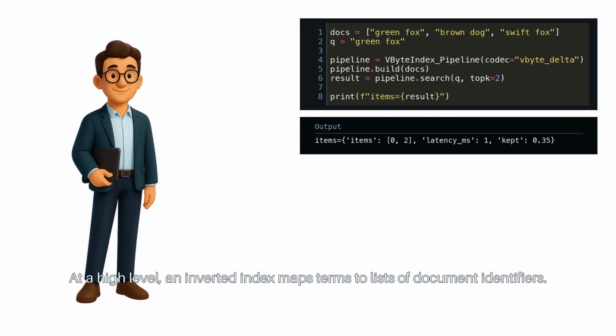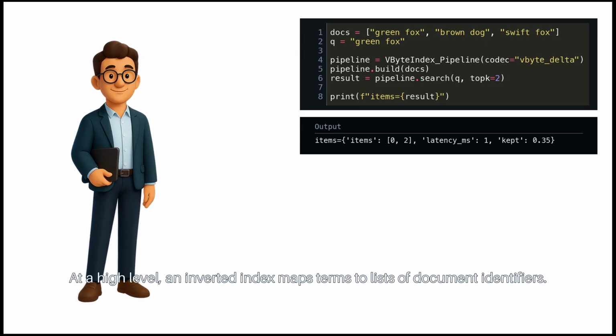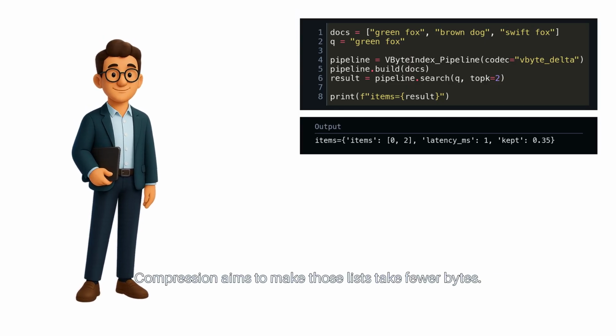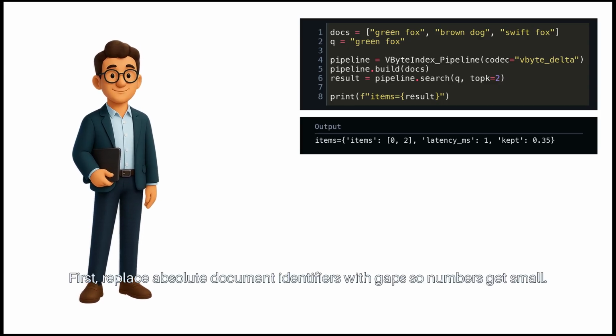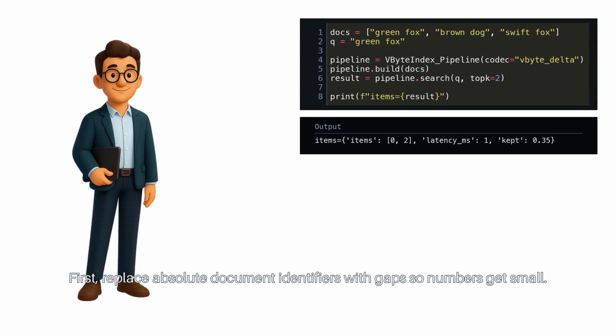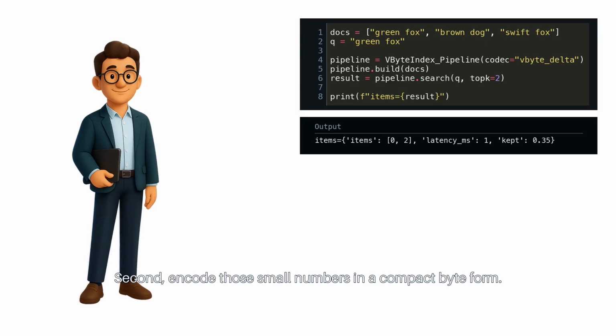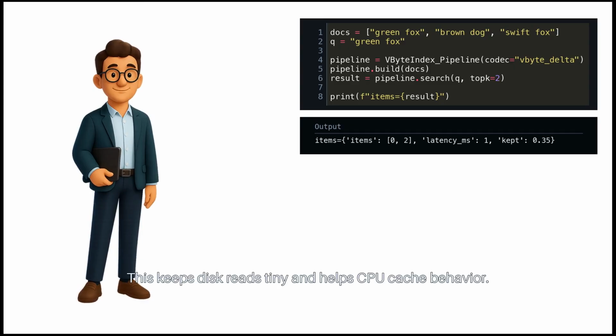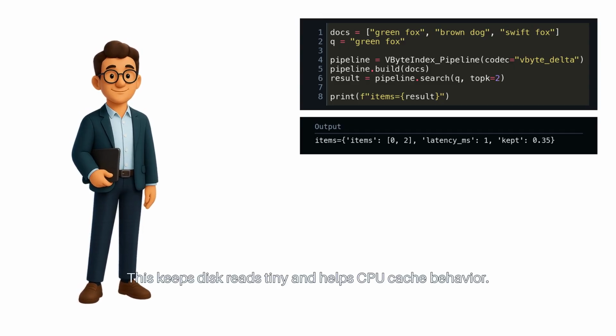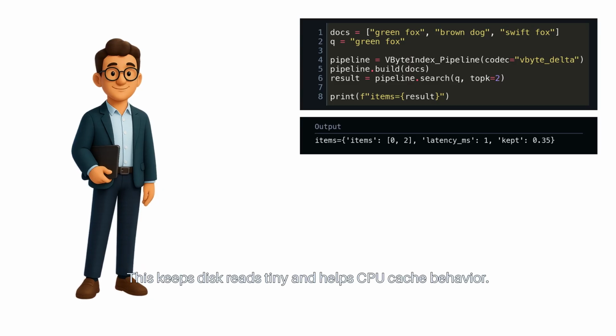At a high level, an inverted index maps terms to lists of document identifiers. Compression aims to make those lists take fewer bytes. The usual pattern is twofold. First, replace absolute document identifiers with gaps so numbers get small. Second, encode those small numbers in a compact byte form. This keeps disk reads tiny and helps CPU cache behavior.